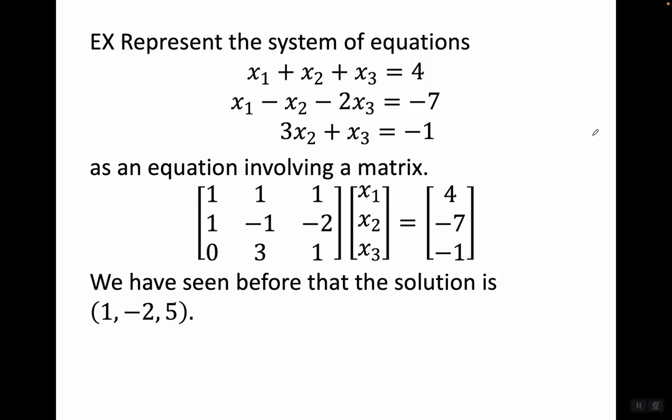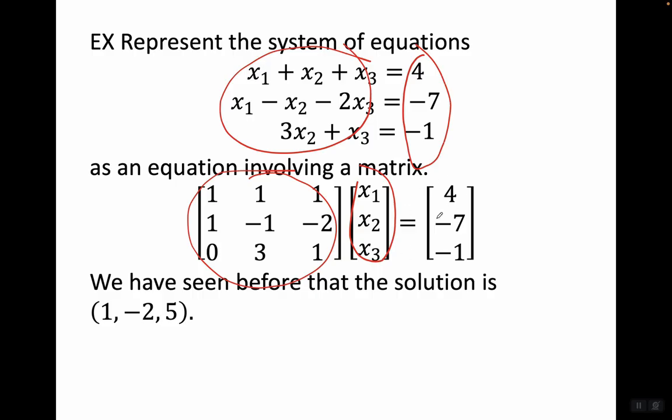So here's how we go about doing it. You take the coefficients 1, 1, 1, 1, negative 1, negative 2, 0, 3, 1. That's your coefficient matrix. And then you multiply that by the vector x1, x2, x3. And then this 4, negative 7, 1, that's just going to be the vector on the other side. So notice that what I have here is just a matrix equation representation of this system of equations. Because we have 1x1 plus 2x2 plus x3 equals 4, 1x1 minus x2 minus 2x3 equals negative 7, etc. By the way, we've seen before that the solution to the system of equations is 1, negative 2, 5.